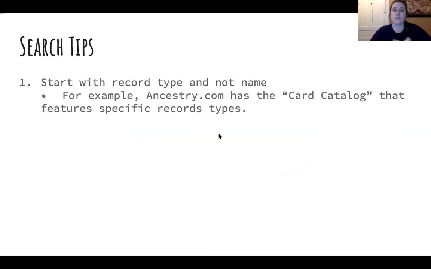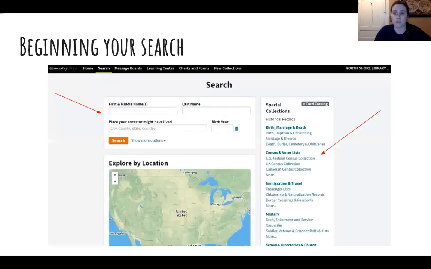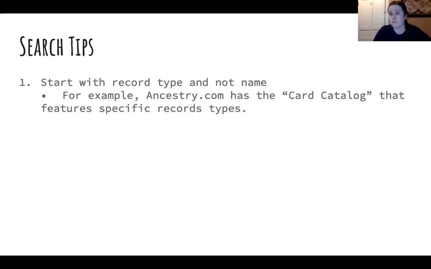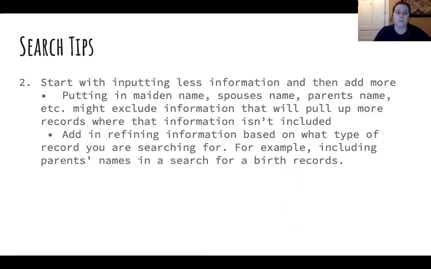All right, so now that I've given you an overview of what the search engine looks like, we're going to start with some tips and tricks. Like I mentioned already a few times, but I think it's worth mentioning again because it's really important, oftentimes you really do want to start with the record type and not name. And I pointed out to you, and I'll go back, this section of Ancestry.com as well as this is going to get you to the record types. So that's a really good place to start.